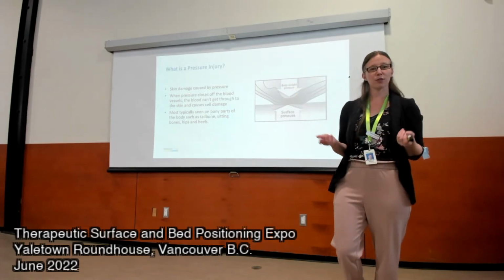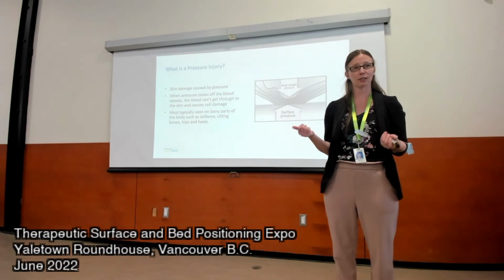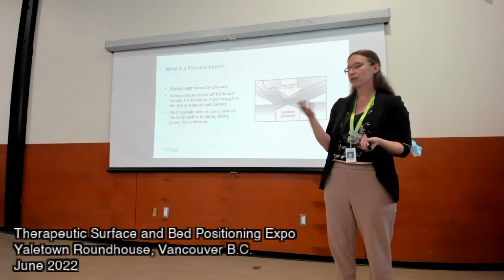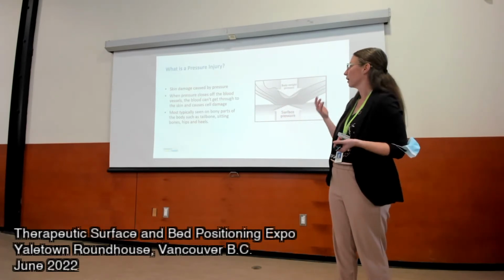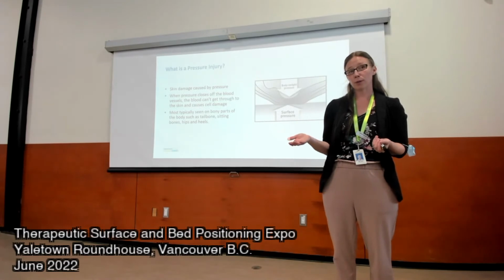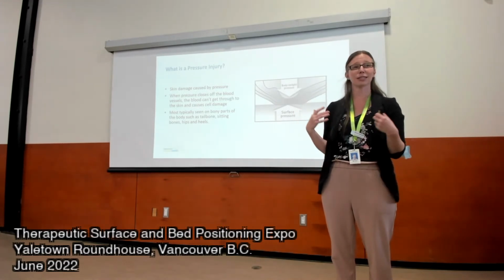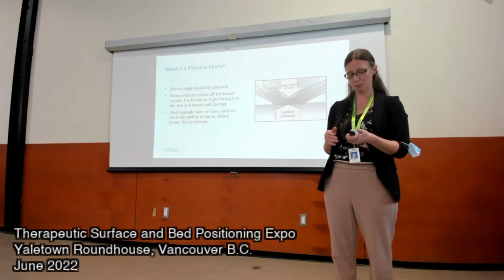So to start off with, what is a pressure injury? It's skin damage caused by pressure. So gravity pulling down, cutting off the blood flow to an area, which leads to cell damage. Typically over bony prominences, your sacrum, coccyx, ischial tuberosities, but that's not to say that it only happens over bony prominences.